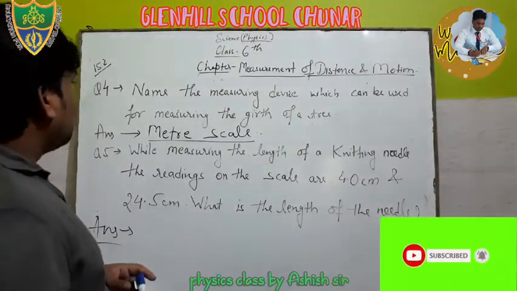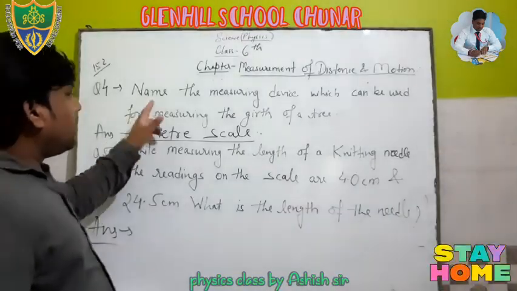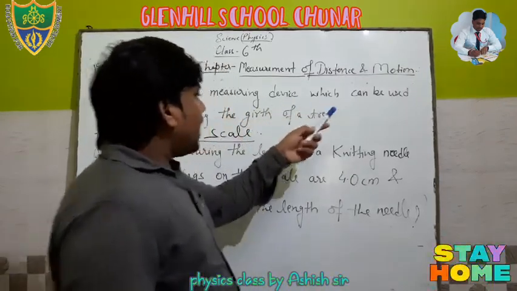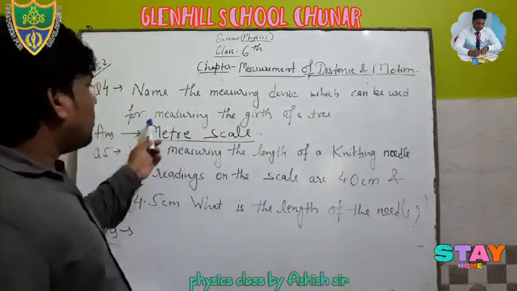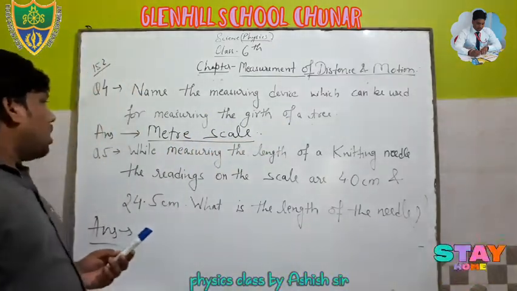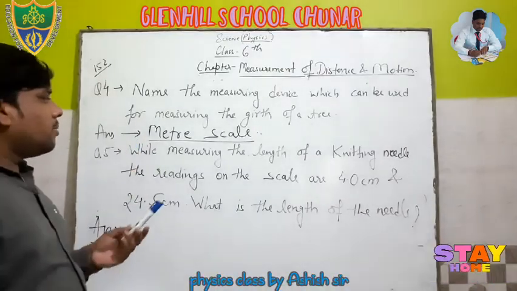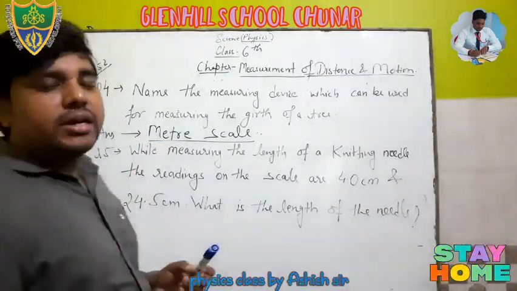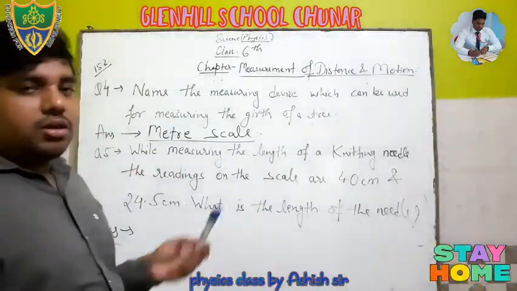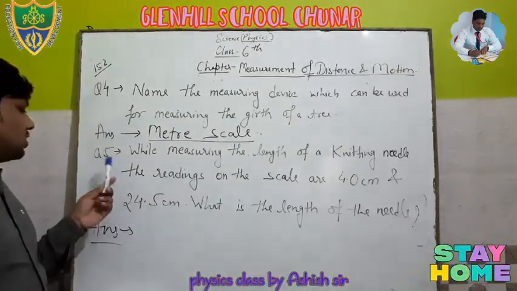Now see question number 4. First, name the measuring device which can be used for measuring the girth of a tree. The girth of a tree is measured by a meter scale. Now, this is your answer. Note down this.